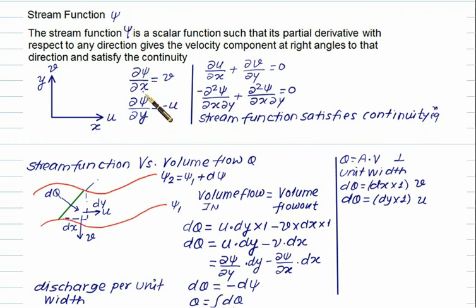So we have del psi by del x equal to v, and del psi by del y equal to minus u. This will satisfy the continuity equation, which is given as del u by del x plus del v by del y equal to 0. If we substitute this definition of psi, we get minus del square psi by del x del y plus del square psi by del y del x, which is 0. Purposefully, the negative sign is used to satisfy the continuity equation.